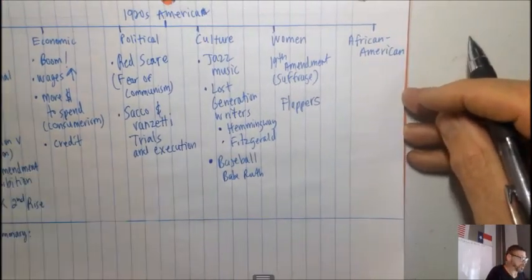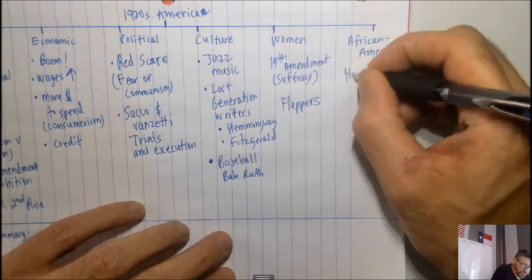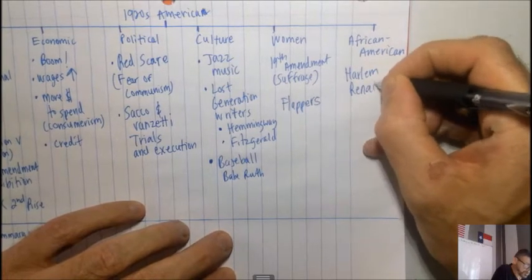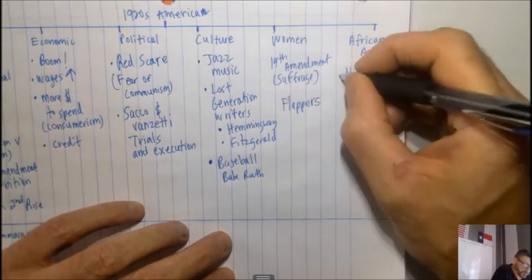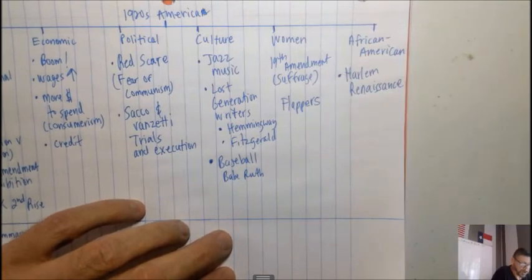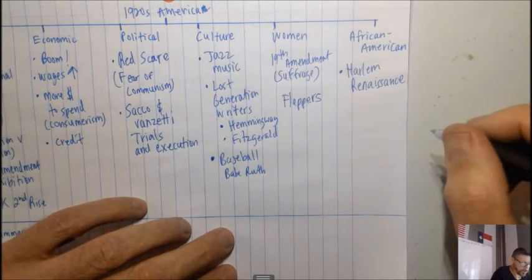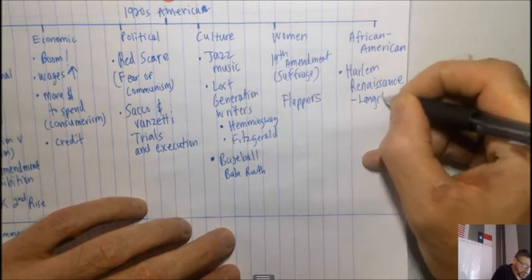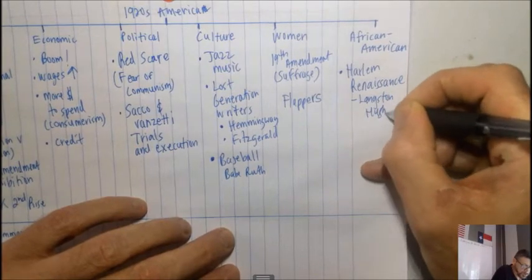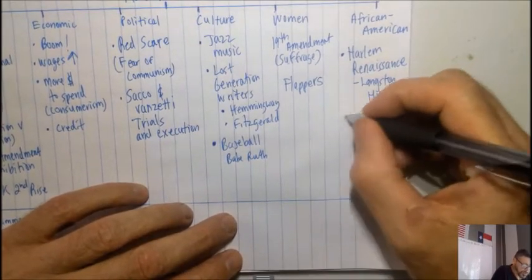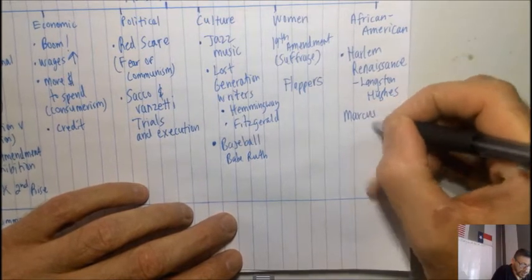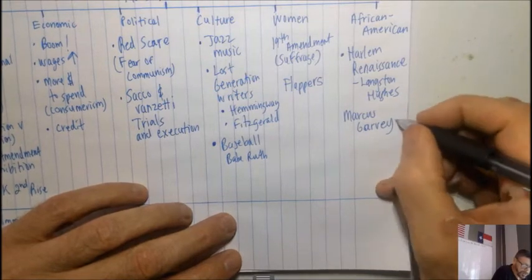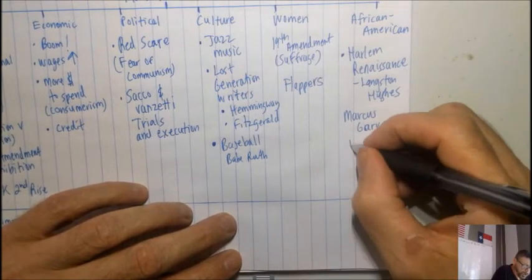And then African American, what you're going to learn is the Harlem Renaissance. It's like an explosion of art and philosophy in a neighborhood in New York called Harlem. And a famous person that comes out of this movement is Langston Hughes. And then we'll learn about someone named Marcus Garvey. He was a radical, but he helped start the Black Pride movement.